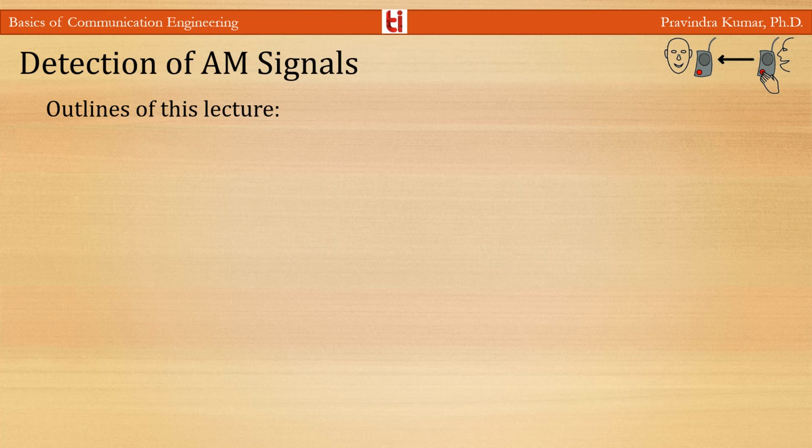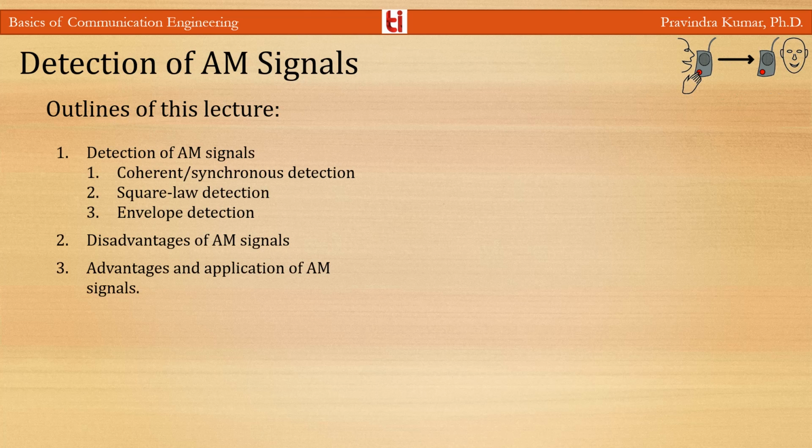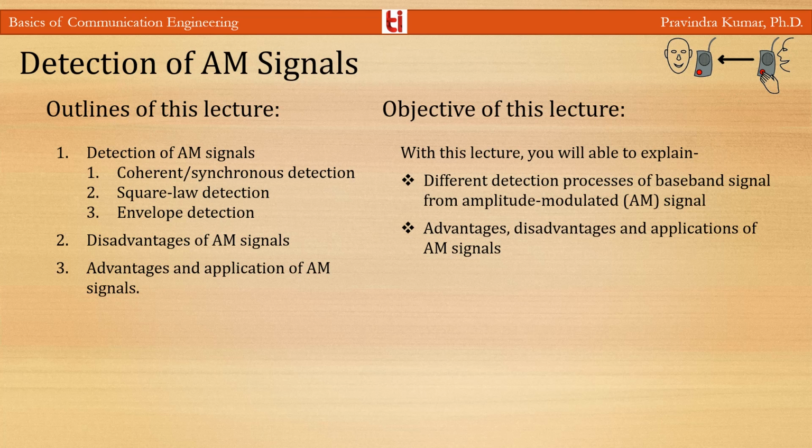The outline of this lecture is detection of AM signal with coherent or synchronous detection, with square law detection, and envelope detection. After this, we will discuss disadvantages of AM signal and advantages and applications of amplitude modulated signals. In the objective of this lecture, you will be able to explain different detection processes of baseband signal from amplitude modulated signal, and the advantages, disadvantages, and applications of amplitude modulated signals.